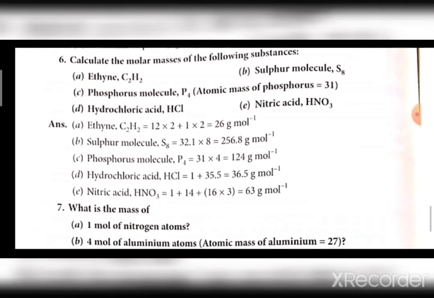Sixth question is calculate the molar masses of the following substances. So the formulas are given. You just have to multiply and add, like that we have done before, but you have to write the unit as gram per mole, because here we are calculating molar masses.